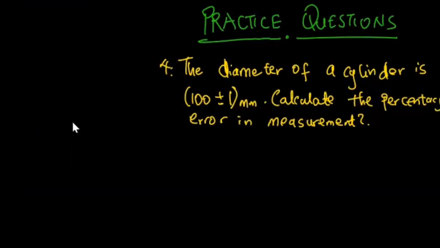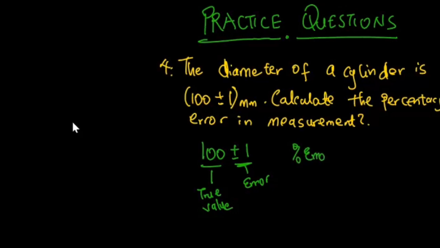So moving on, our fourth question reads, the diameter of a cylinder is 100 plus or minus 1 (in bracket, millimeter). Calculate the percentage error. So what we have here is 100 plus or minus 1. So in exam, when you see expressions like this, plus or minus 1 is the error, then this 100 is the true or the actual value. So in this case, we can calculate the percentage error.